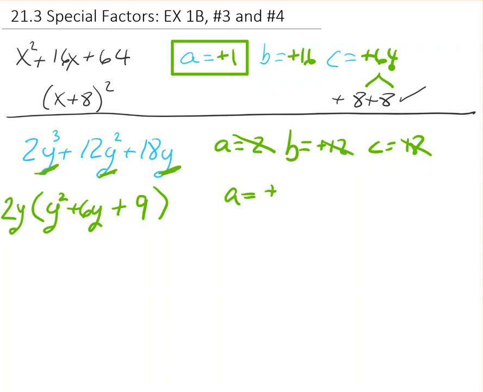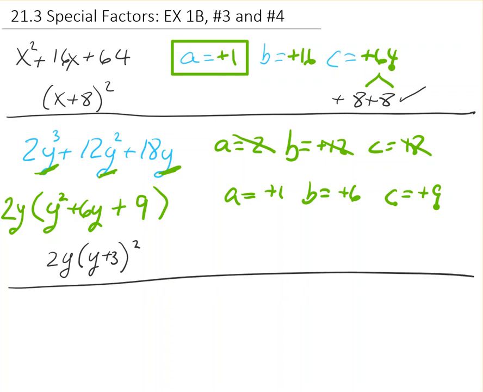Now A is equal to positive 1. B is equal to positive 6. C is equal to positive 9. So you want two things that are the same that multiply together to give you 9, and when you add them, give you 6. All right, so hopefully you figured it out. Well, I don't even need to do this anymore. Let's just jump straight to the answer. So we have 2y, parentheses, y plus 3, close parentheses, squared. There's my final answer.